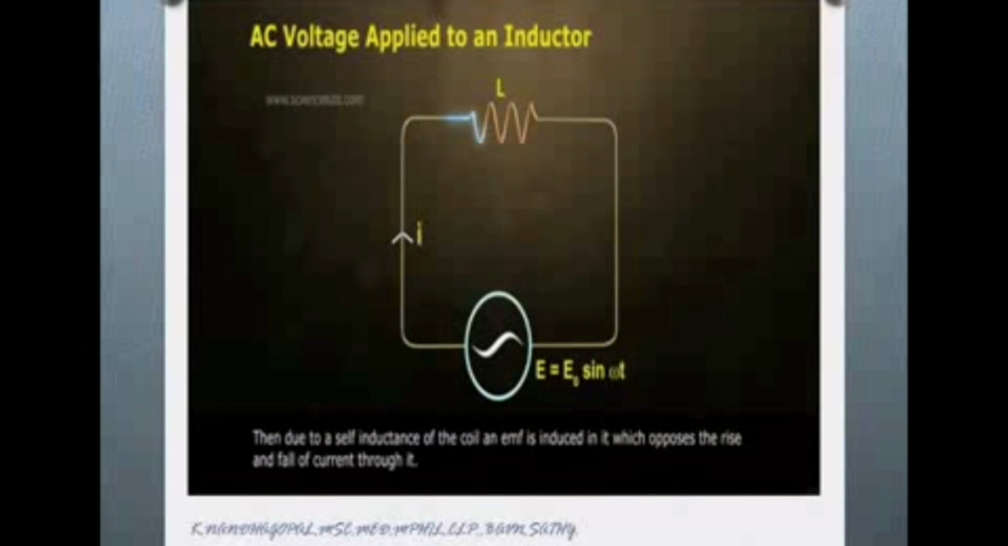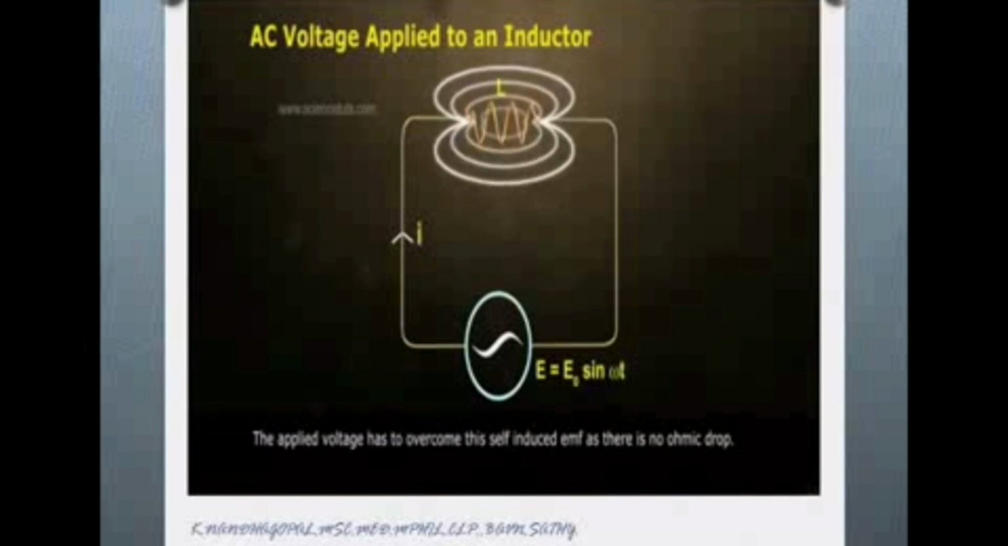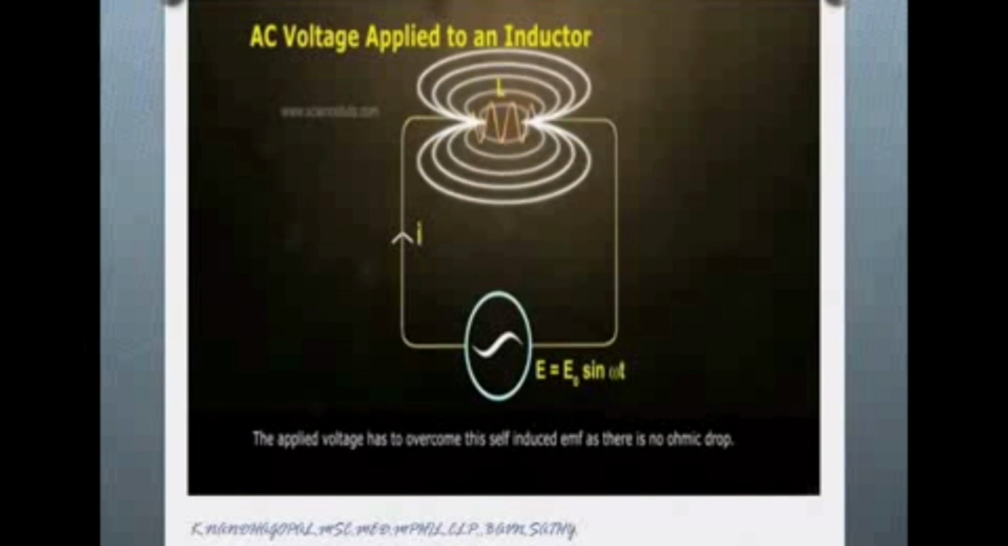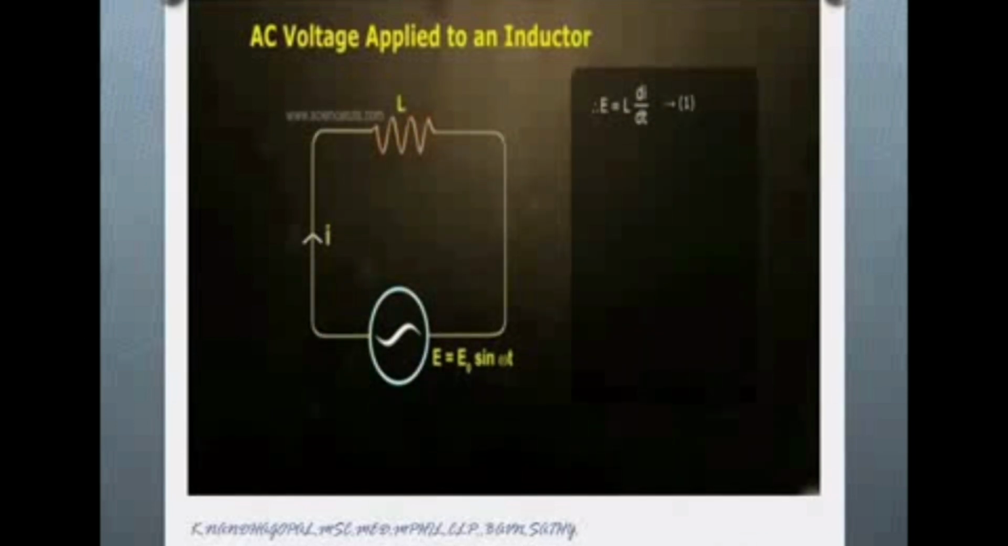When the current is flowing through the inductance coil, a magnetic field is produced in the coil. That is the inductor, so it produces self-inductance also. Already we know that when the current flows through the coil, it produces the magnetic field and self-inductance. So E equal to L into di by dt. When the current flows through the circuit, it produces self-inductance.